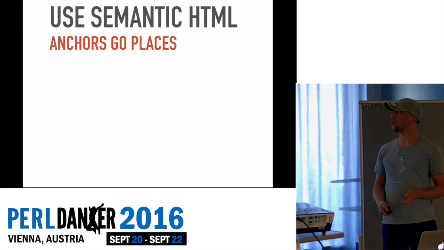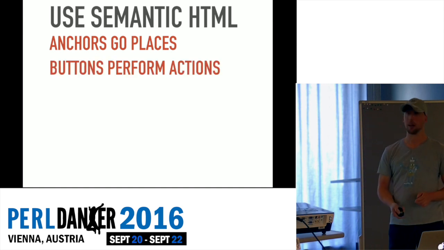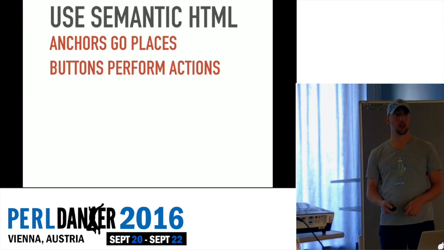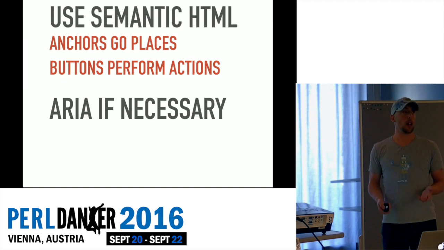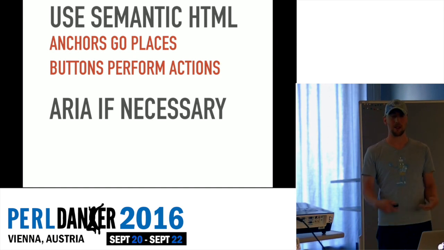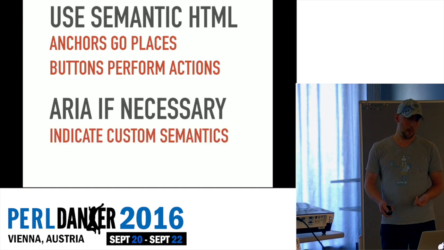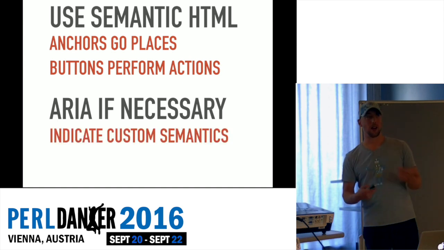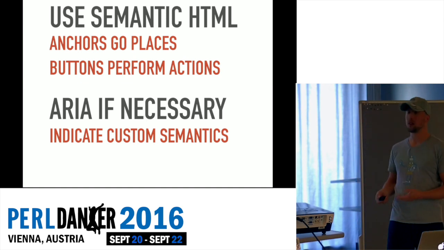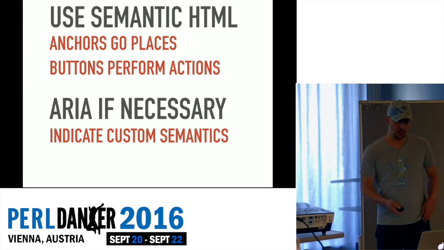So, in general, use semantic HTML: anchors go to places, buttons perform actions. And use ARIA if you can't avoid it, if there's no better solution. So don't say, okay, I have a link and I give it a role of button, because that means it's a button, right? No, because you still can't open it in a new tab and it doesn't really behave as a button. So you can use it to say, this thing has semantics, like it being a toggle button, that I can't communicate through its usual semantics.